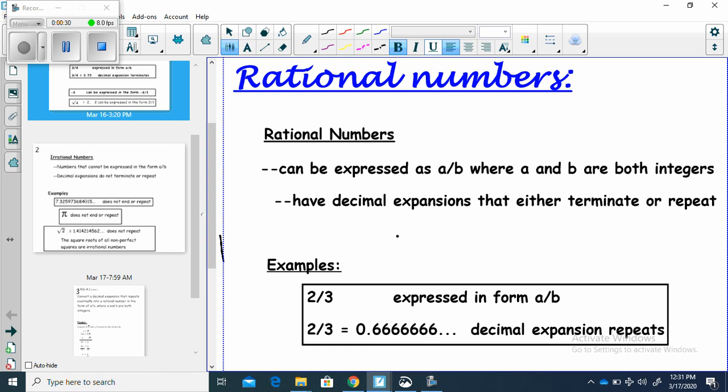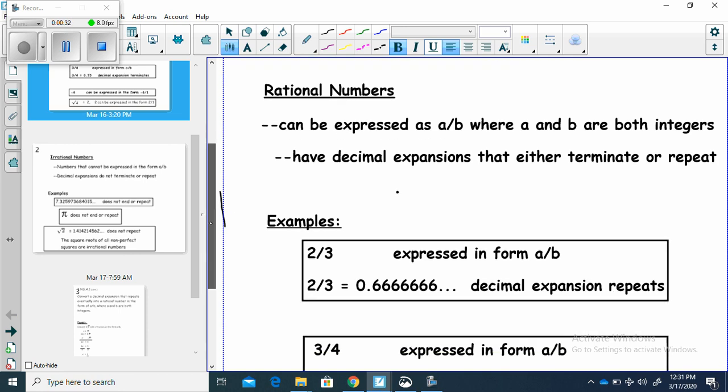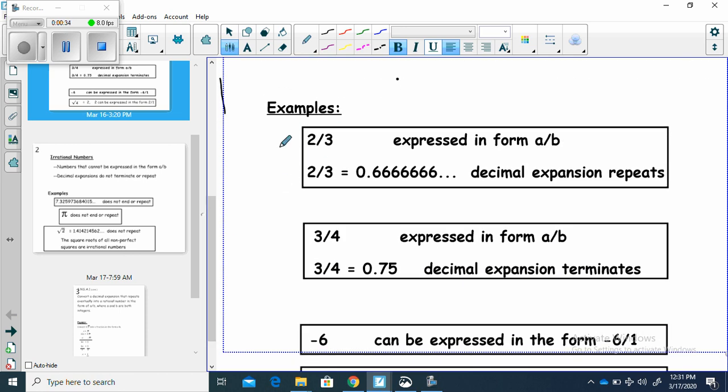Let's look at some examples. 2/3 is a rational number. It can be expressed in the form a over b. Notice, if you were to divide 2 by 3, you would wind up with 0.666, and the 6 would keep repeating. Notice, this decimal expansion here repeats. This is a rational number. 2/3 is a rational number.